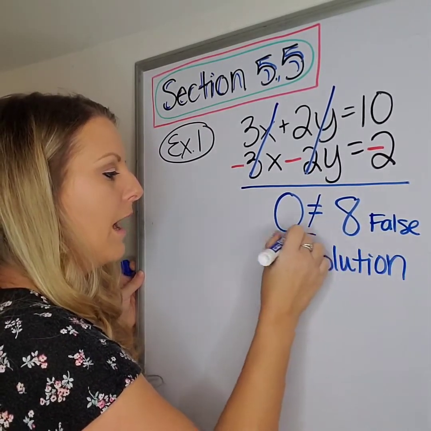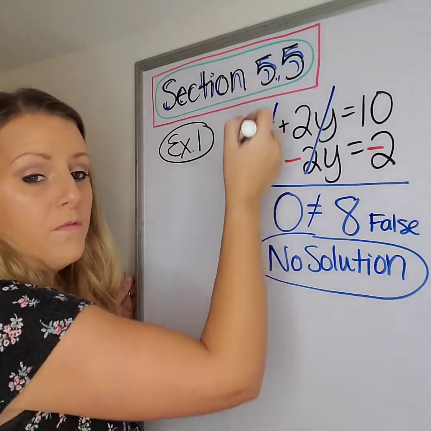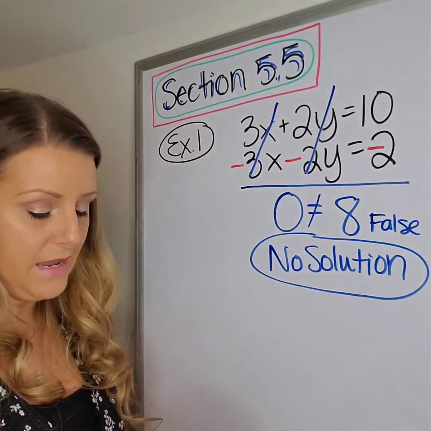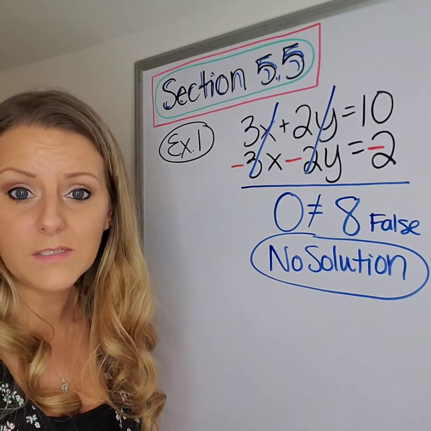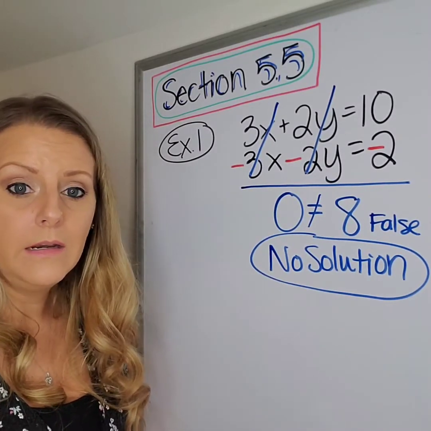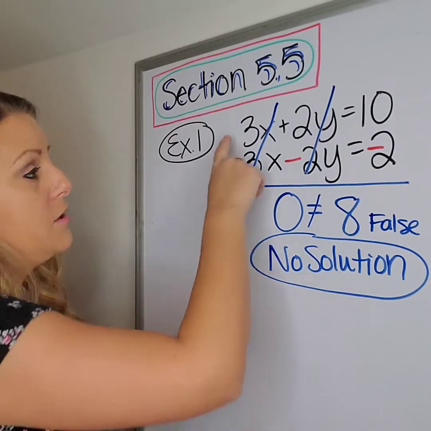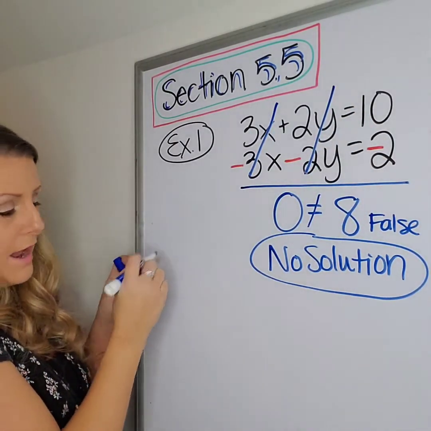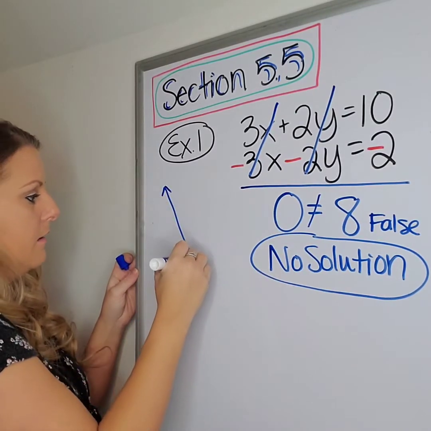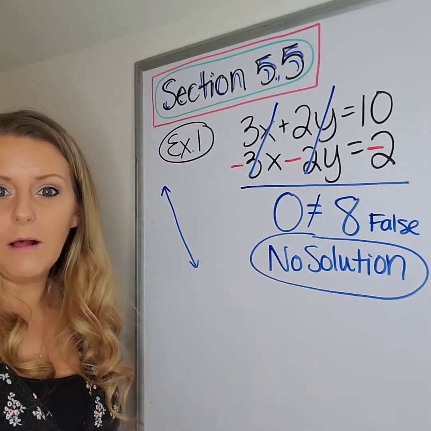So once in a while, you'll get a rare case where both the x's and the y's eliminate, and your answer will actually be words. It'll be no solution, or it'll be the next one I'm going to show you in a second. Now, let's say you were graphing. Let's say you graphed the first problem. Okay, I'll do that over here. You would have graphed it, and it would have been a diagonal line, something about like that.